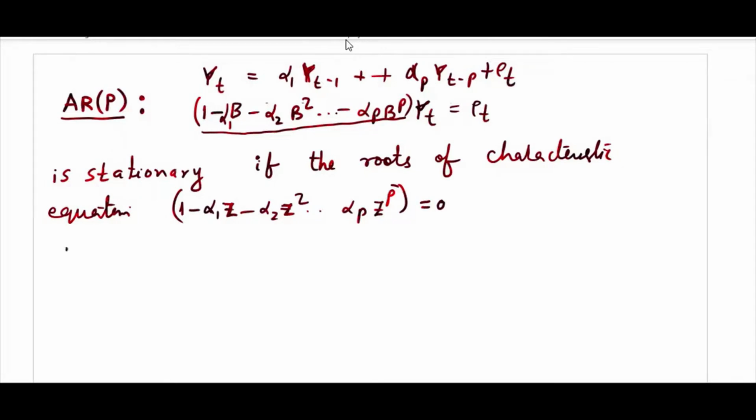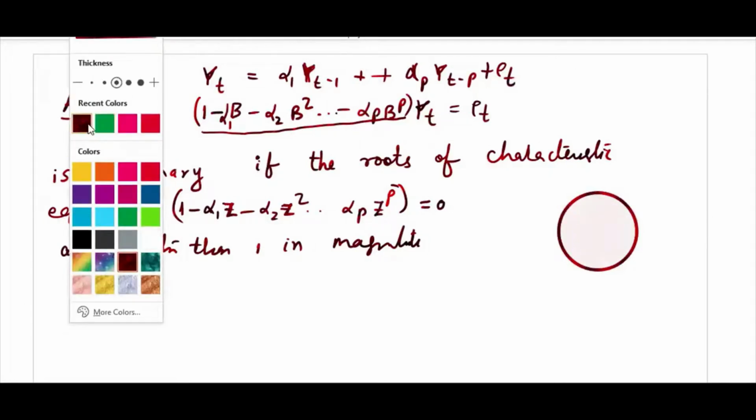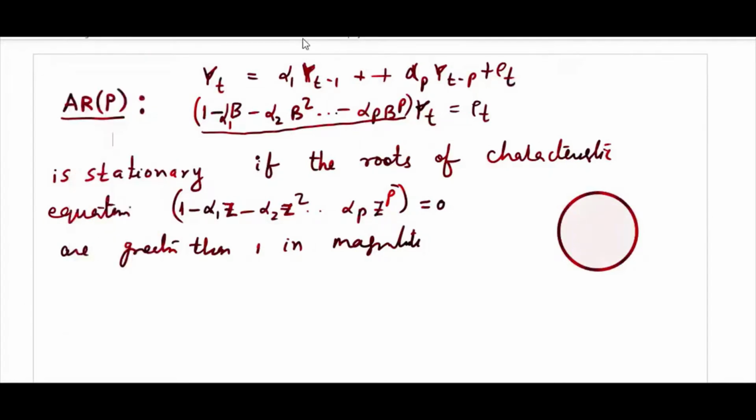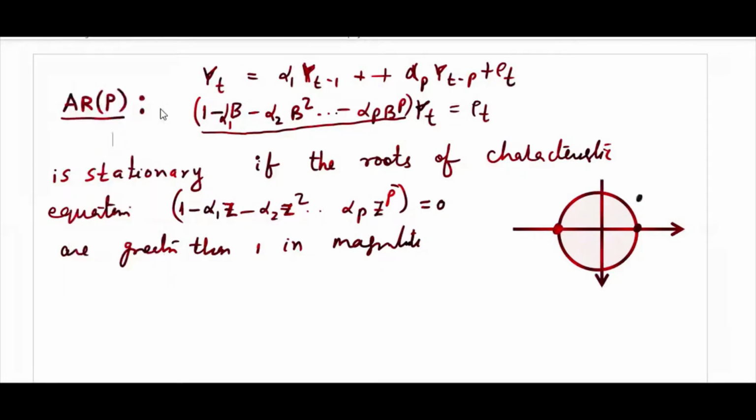If all the roots you find are greater than 1 in magnitude, or they lie outside the unit circle, you can write it that way, because you might get complex numbers. In that case the roots should be outside the circle. If you draw one here, then all the roots must be outside this one. This is 1, this is 1. If the roots are outside, then it's fine.